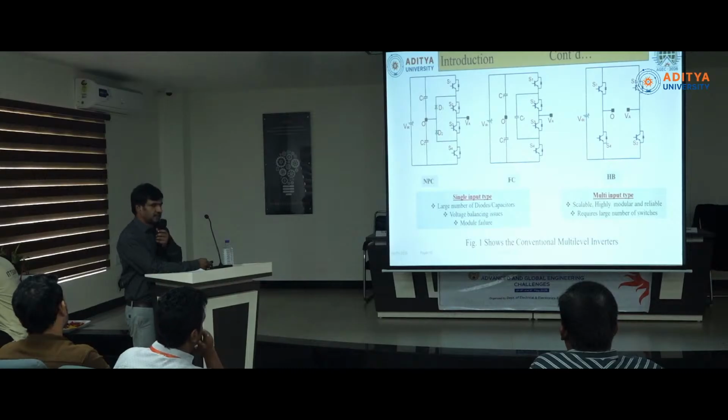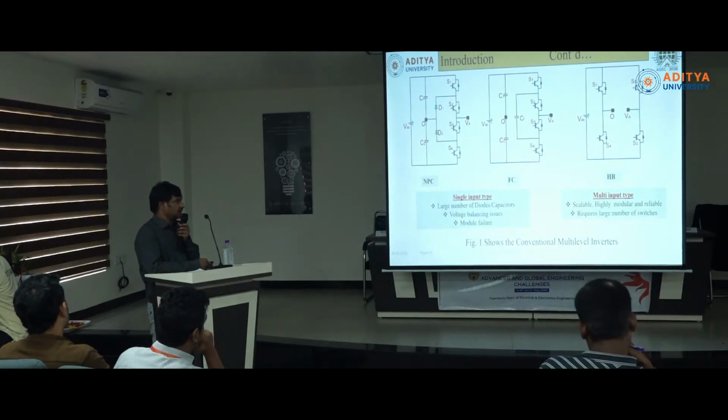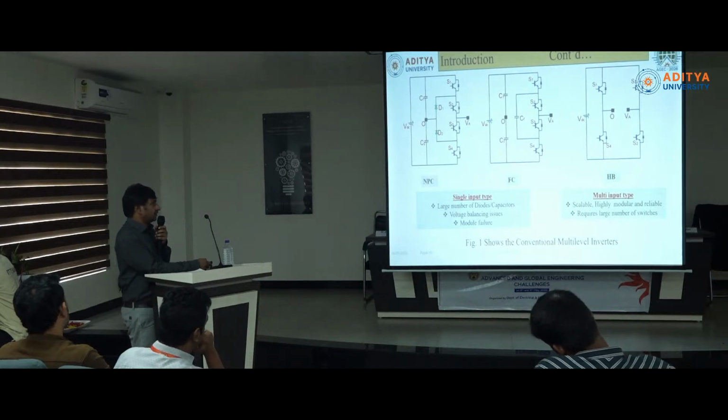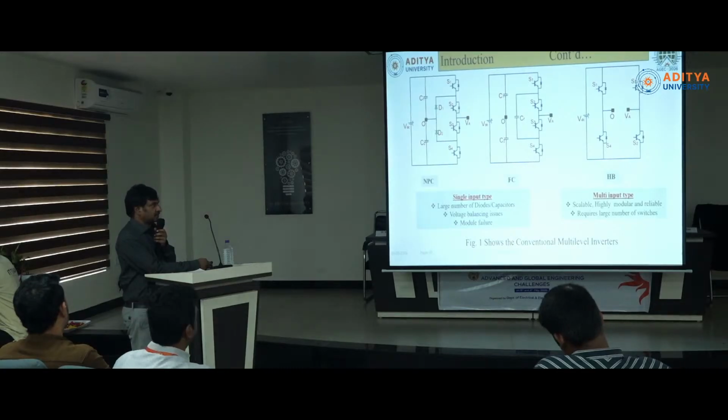Generally, these are the three basic multi-level inverters: NPC, FC and HB. First is the neutral point clamped. Here we have a number of diodes, and if any switch fails, the topology will fail. The second is the flying capacitor multi-level inverter. Here, if we go for a larger number of levels, we require more capacitors, so that is one more problem.